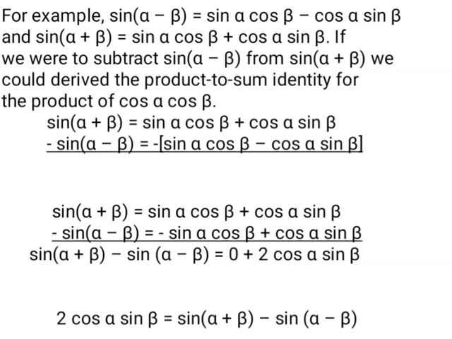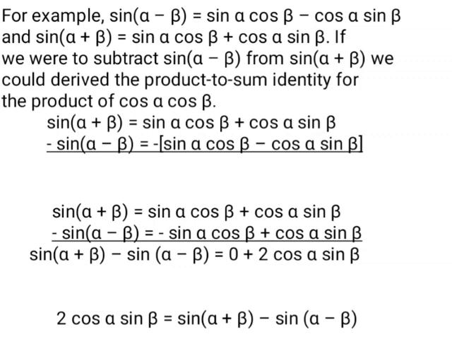For the product cos A sine beta: sine of the quantity A plus beta is equal to sine A cos beta plus cos A sine beta. Negative sine of the quantity A minus beta is equal to negative sine A cos beta plus cos A sine beta.